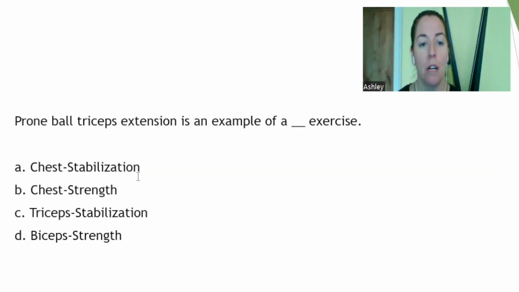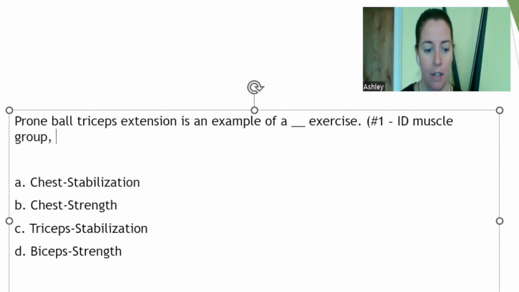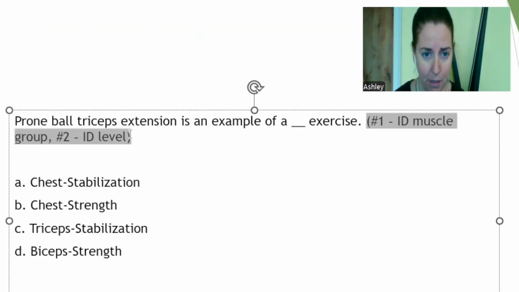A prone ball triceps extension is an example of what kind of exercise? We need to remember the formula: number one, identify the muscle group, then number two, identify the level. So we know, okay, well, we should definitely know it's a triceps exercise, right?